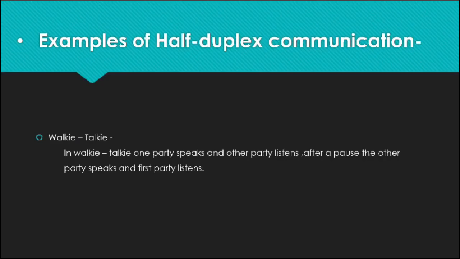Examples of half duplex communication. The most common example is walkie-talkie. In walkie-talkie, one party speaks and the other party listens. After a pause, the other party speaks and the first party listens. Both do not communicate simultaneously. If you do that in half duplex communication, the communication will be distorted.